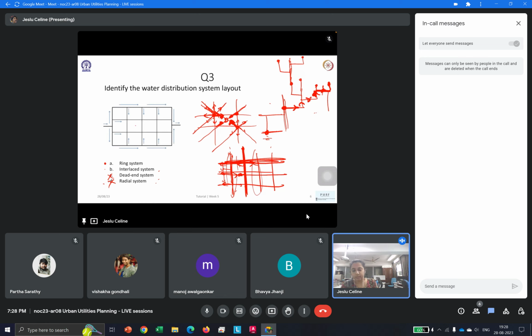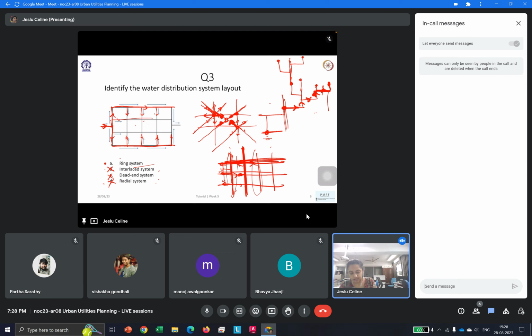So is this an interlay system that we have over here? No, this is still not an interlay system because this is a ring system. Why? Because in a ring system, the outer perimeter or the outer ring of the entire system will be the main distribution channels, and then inside you will have the minor distribution channels. For instance, in this example which is given, you have the outer ring through which the main distribution is running, and inside you have these minor distribution pipelines which are going, and then they are interlacing at certain points.